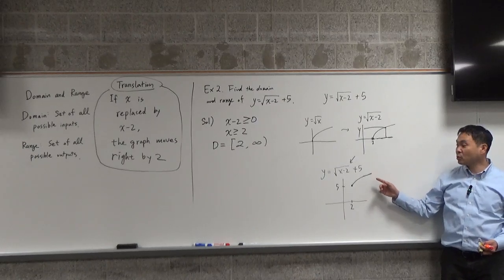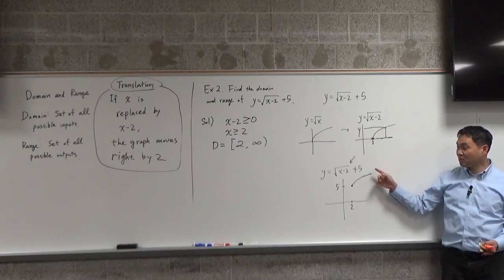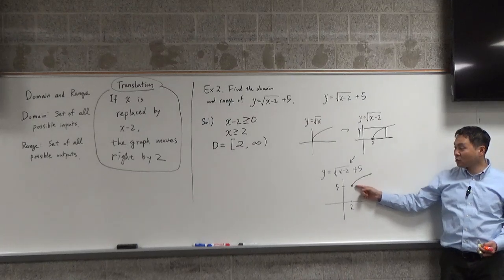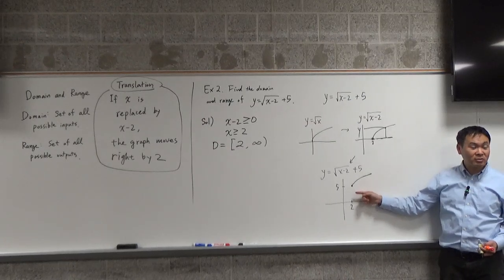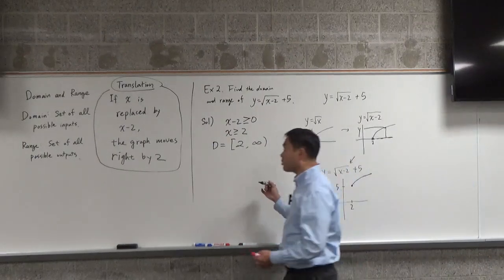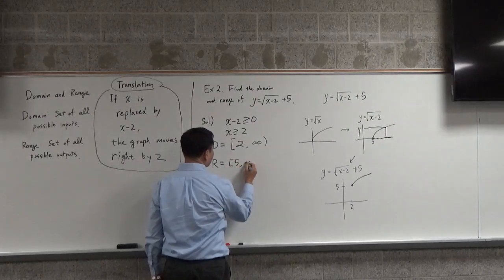Look at the y values. You can go up as much as you want, but how low can it go? 5. You cannot go below 5, right? So what's the range? 5 to infinity. So after drawing the graph, we see that the range is 5 to infinity.